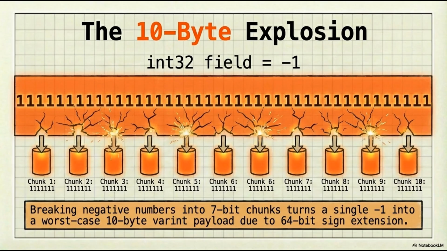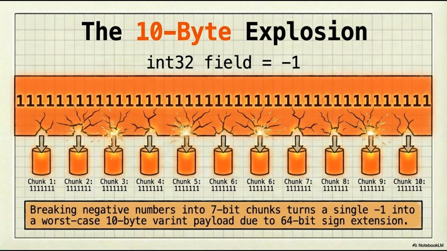I knew it. If you declare a field as a standard int32 and send -1, Protobuf actually sign extends that number all the way out to 64 bits to preserve the negative value across different systems. Because negative numbers in 2's complement binary are mostly ones. Exactly. A -1 is a solid wall of ones. When you break 64 bits of ones into 7-bit chunks, you end up with 10 chunks. Wait, really? Yes. That single -1 encodes as a massive 10-byte varint. It is the absolute worst-case scenario.